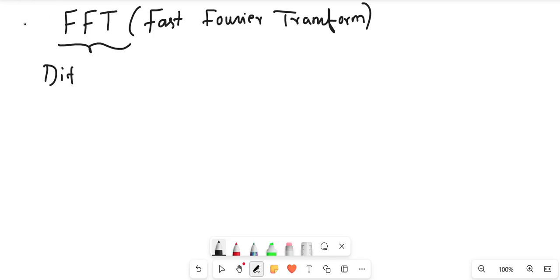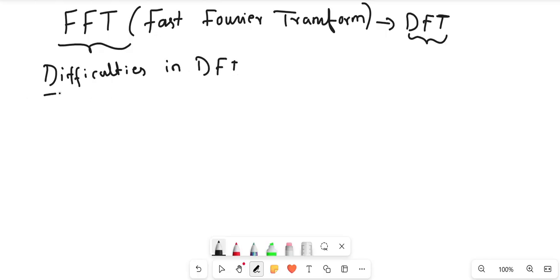Before discussing the FFT, what are the difficulties? Because it is DFT computation only we are doing. In the last two sessions, we saw how to compute the N-point DFTs using the computation method and the matrix method. Now, what are the difficulties in DFT?